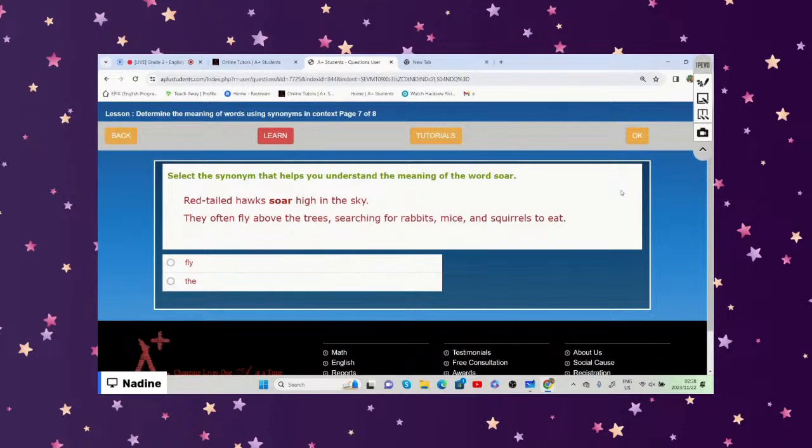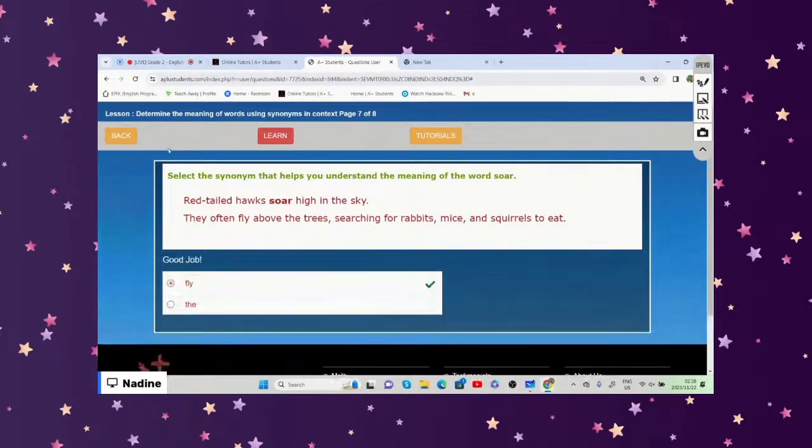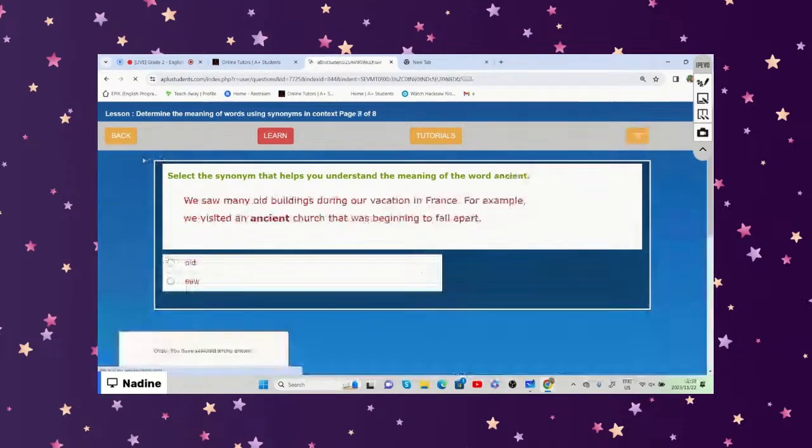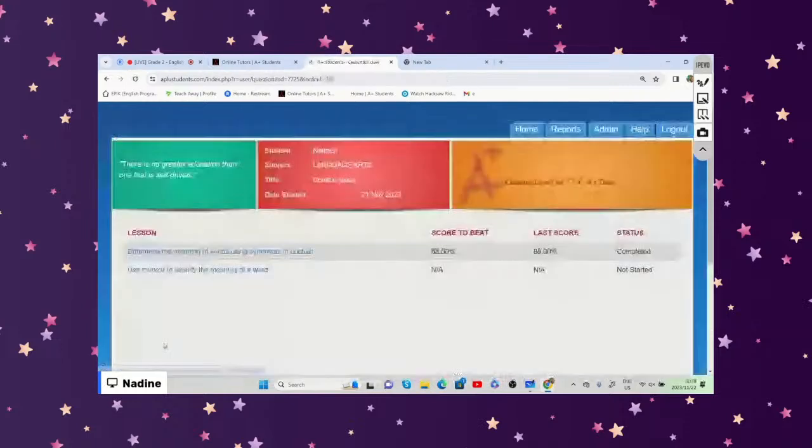And a word similar in meaning to soar is to fly, right? It's to fly high. All right, so well done, guys. And the ancient ones, you're going to do that one on your own.